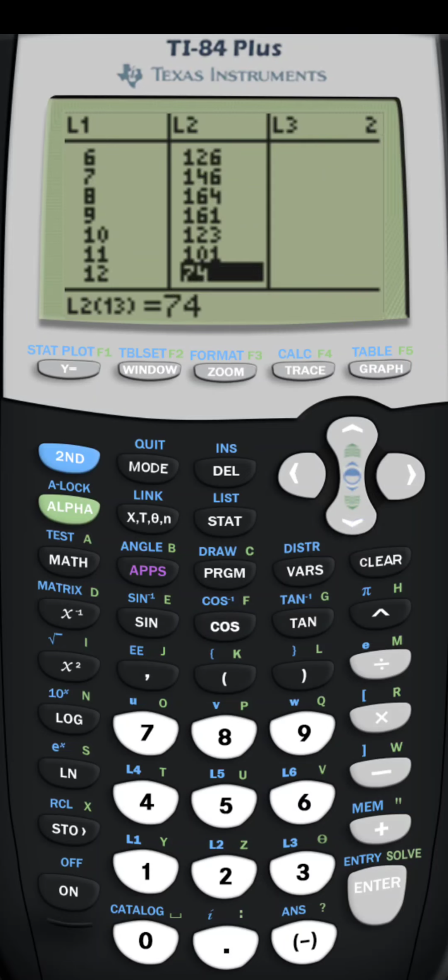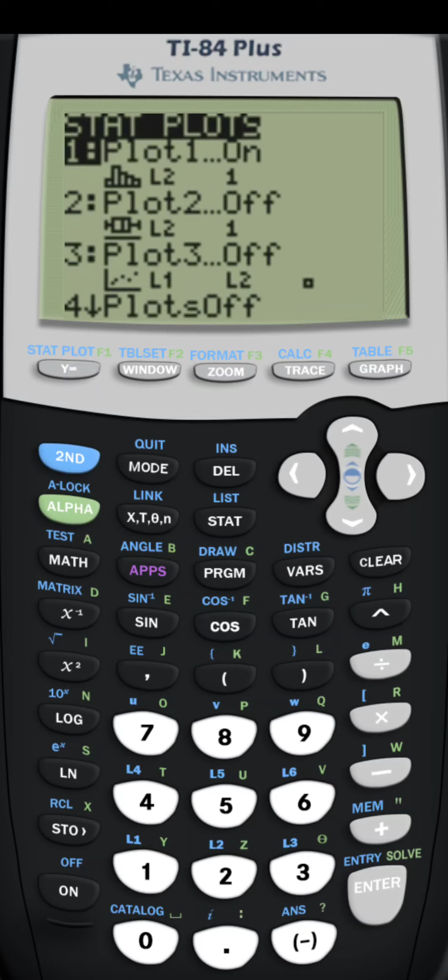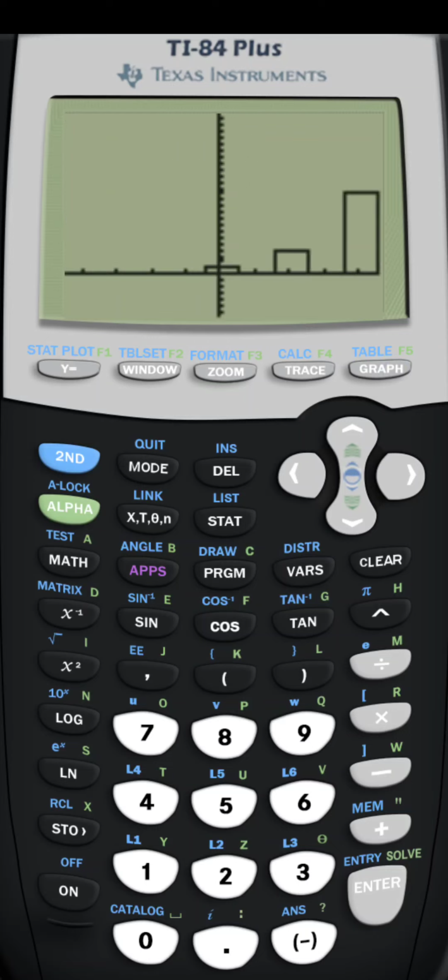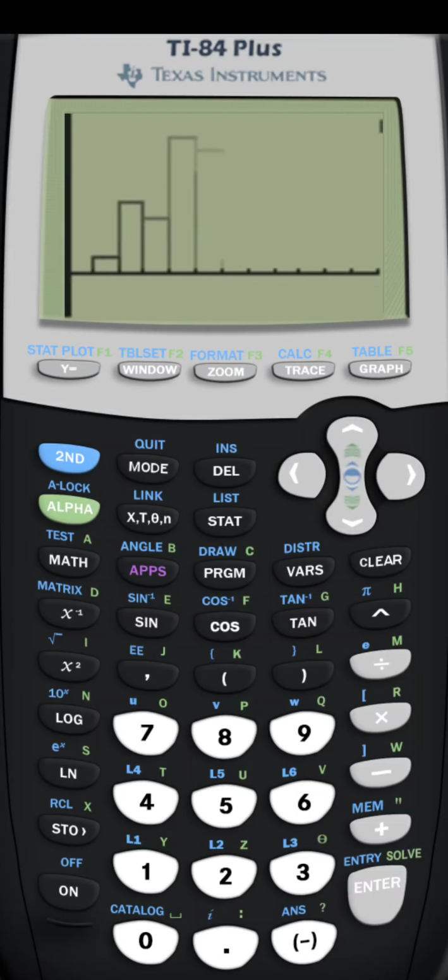When we look at this in our stat plot, I got L2 entered in. Remember how we enter this: since we have a frequency distribution, you're going to enter in L1, that's the outcome list, and then the frequency list, that's our L2. And if we graph this and then hit ZoomStat, you see we get a normal distribution.